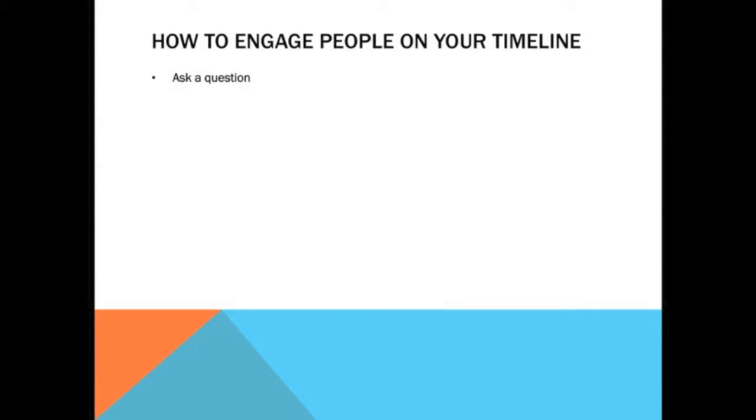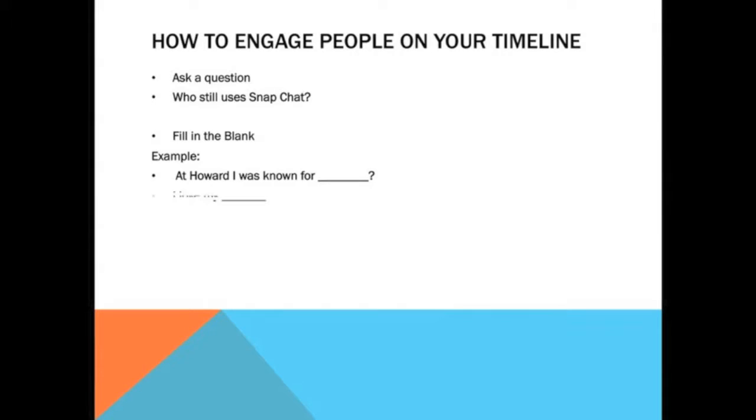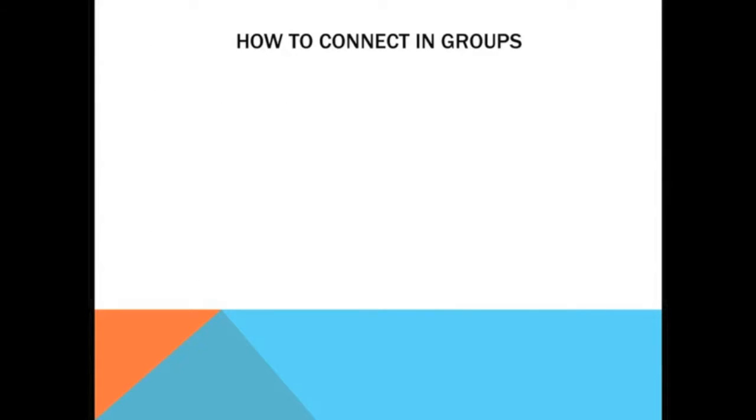How to engage people on your timeline. You're going to ask a question like this, maybe, who still uses Snapchat? That's going to get people engaging on your profile, and what that's going to do is help boost the next post that you do. The more engagement you get on one post, the more engagement you'll get on the next post. Fill in the blank. At Howard, at Rutgers, I was known for blank. So whatever your college is, I was known for blank. I love my blank. Okay, quotes. Post engaging pictures, post blog posts, all those things are going to definitely help you get engagement on your page.